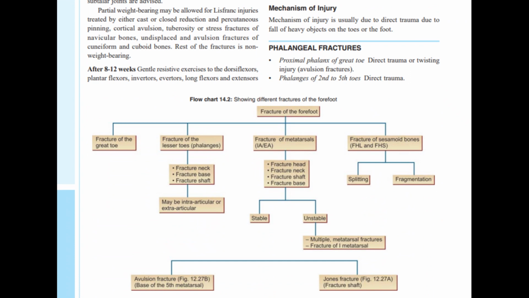Mechanism of injury. The mechanism of injury is usually due to direct trauma, such as a fall of heavy objects on the toes or the foot. Phalangeal fractures. Proximal phalanx of great toe: direct trauma or twisting injury, avulsion fractures. Phalanges of second to fifth toes: direct trauma.